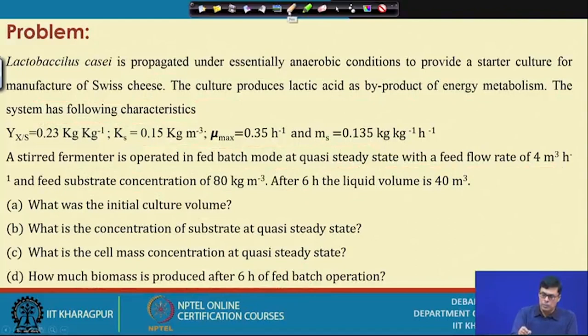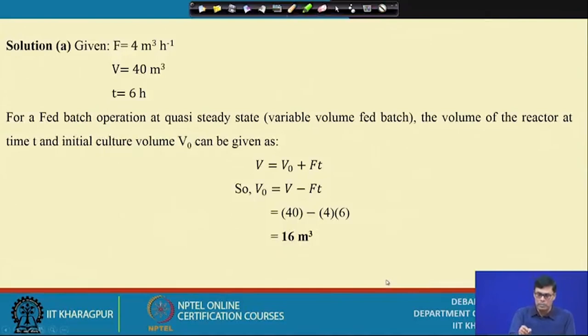I will go through this quickly. We have seen that V = V0 + F t. Now, V0, the initial volume, we have to find out, so V0 = V minus F t. V is given, this is 40 cubic meter, and F is 4 cubic meter per hour, and this is the 6 hours time. So, we can easily find out the initial volume. Initial volume is very easy, you can determine that.